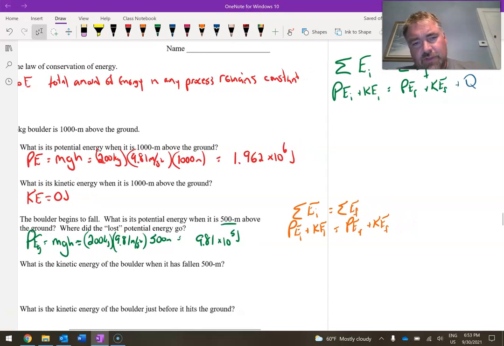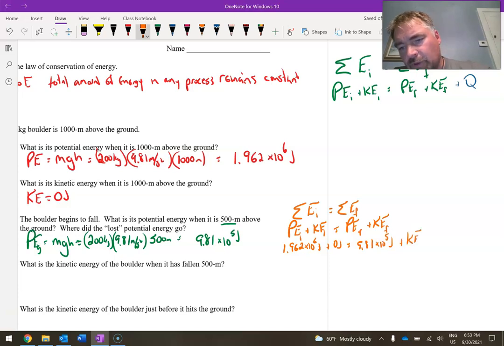Okay, so if we can put this back in, again using our law of conservation of energy, 1.962 times 10 to the 6th joules is our initial potential energy, plus 0 joules is our initial kinetic, equals 9.81 times 10 to the 5th joules. And since those two aren't equal, we know that that quote-unquote lost potential energy had to go into kinetic. And we can find out how much kinetic energy by just subtracting this.